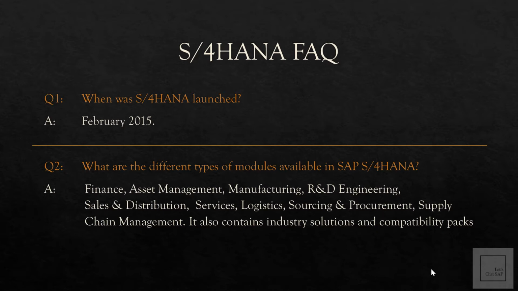But the level of functionalities available for these modules differ. For example, S/4HANA contains some basic CRM functionalities inbuilt, whereas if you want a full-fledged CRM solution, then you may want to look at solutions like SAP's C/4HANA.